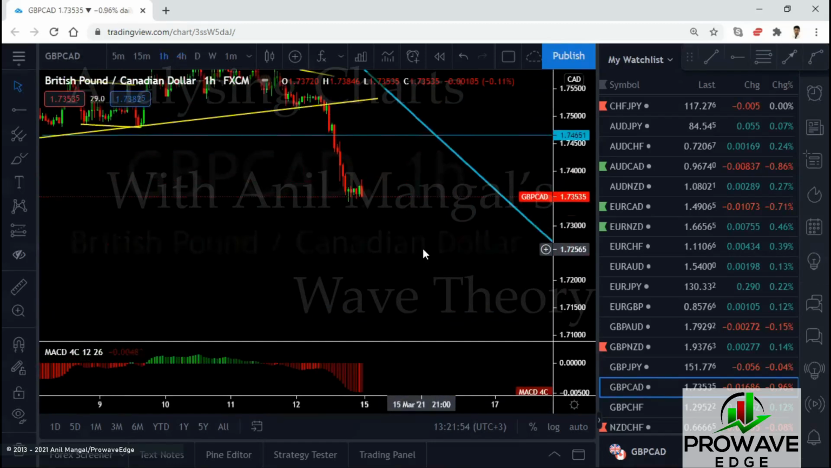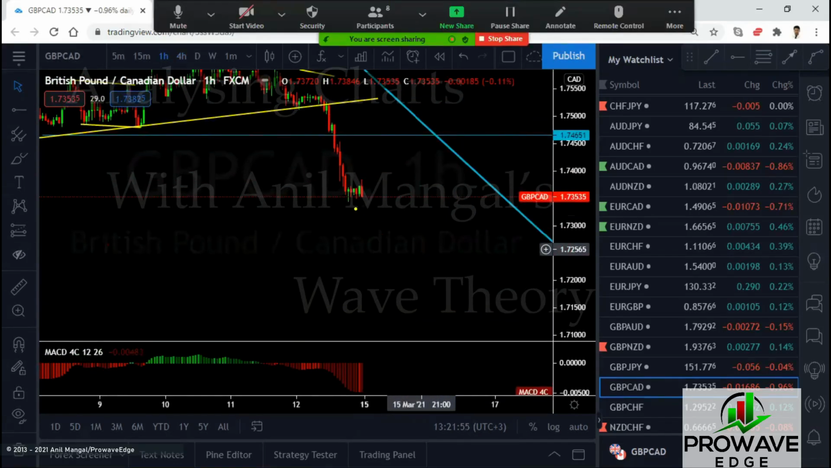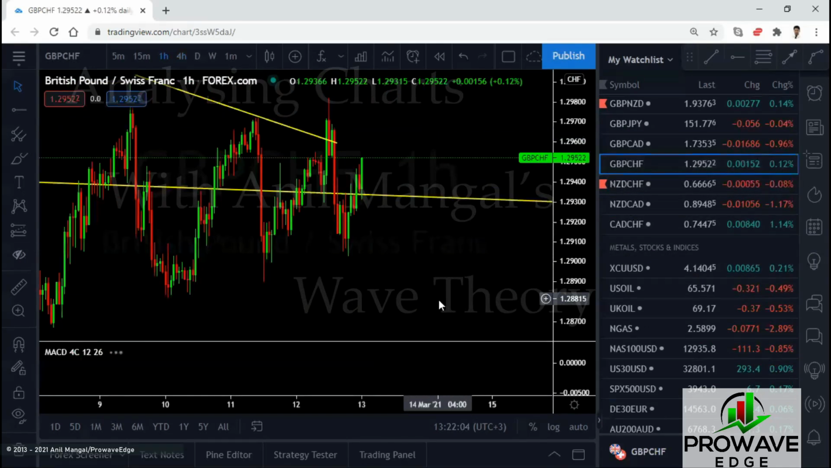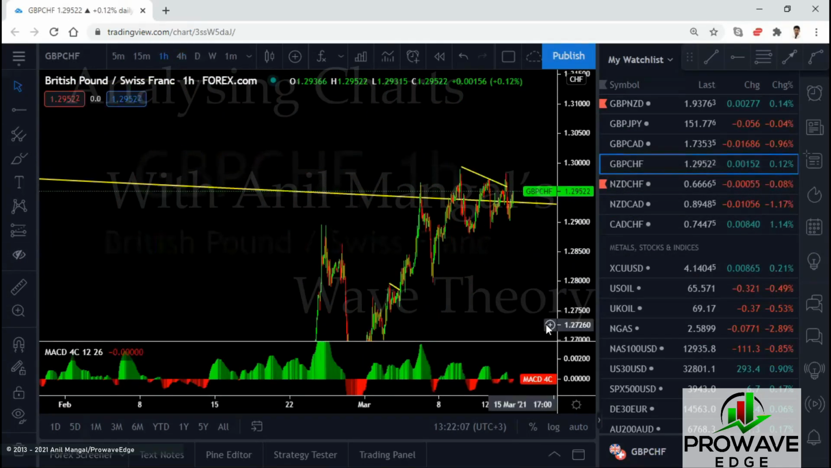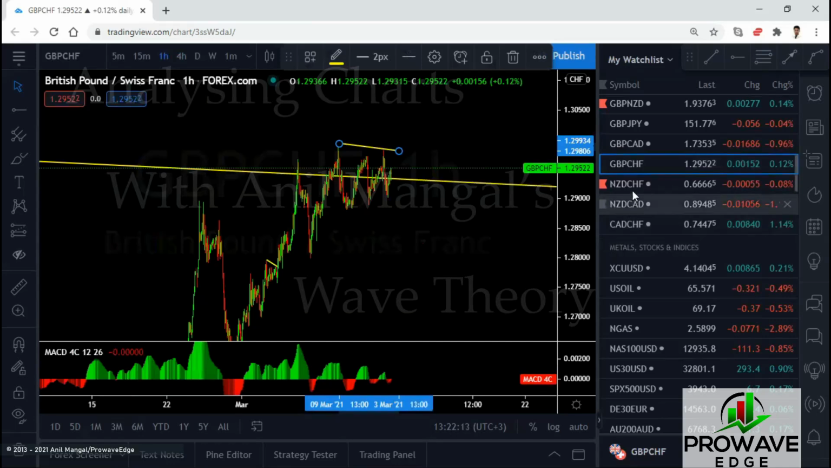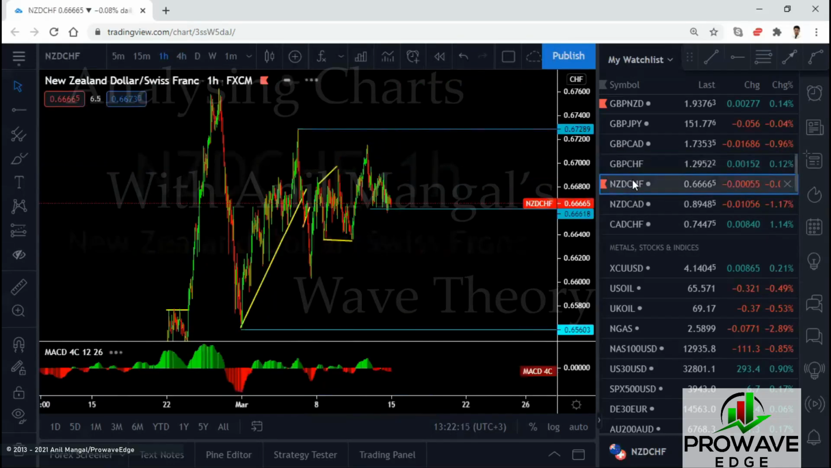You're actually getting a flag for a sell, which is good. You're getting a flag here. That's a good sell setup. Pound Swiss, stay out of it. It's not going anywhere. You don't have any structure to support much more upside. So stay out of it and trade the ones that are going good.